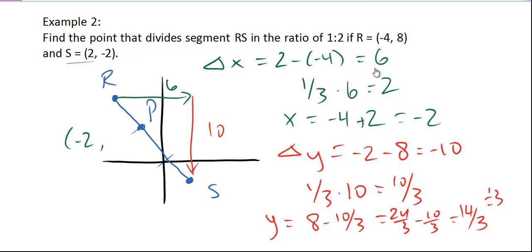For you guys that like mixed fractions, this is 4 and 2 thirds. So there's my y coordinate. If you like that, I really prefer mixed numbers, so the point is -2, 14/3.